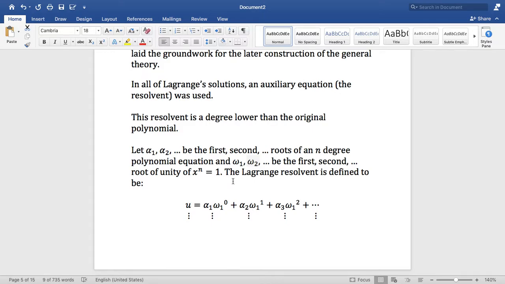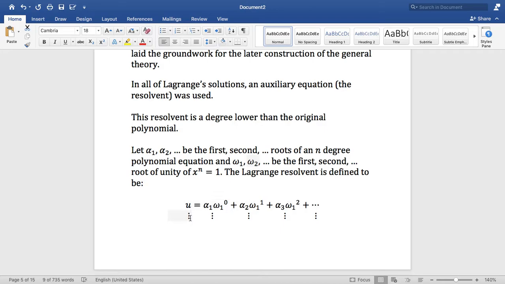So let alpha 1, alpha 2, and so on be the roots of the degree n polynomial, and omega 1, omega 2, and so on be the roots of unity, or the roots of x to the power of n is equal to 1. Now the Lagrange resolvent is defined as follows. Call it u, v, whatever you want. The first one, let's say, is u equals alpha 1 times omega 1 to the power of 0, plus alpha 2 times omega 1 to the power of 1, plus alpha 3 times omega 1 to the power of 2, and so on.